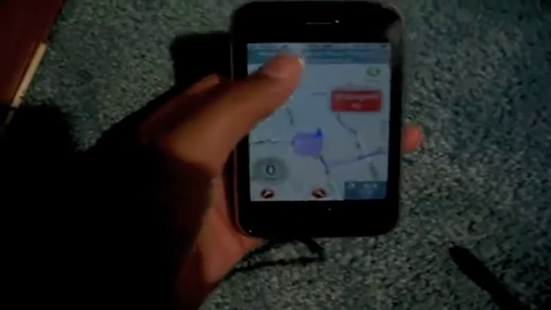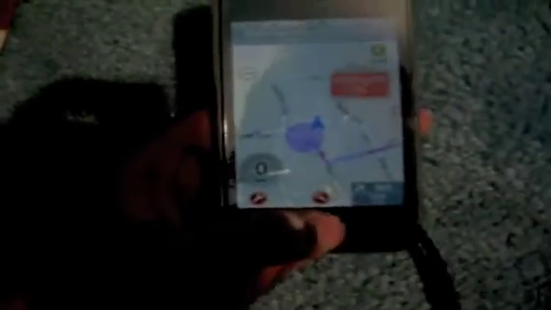Alright, so it basically gives me turn-by-turn directions. And it says I'm going the wrong way, because I am, because the car is facing that way. I'm supposed to be going that way. So yeah, that's basically it. It talks to you too when you want directions. And the speed's there.